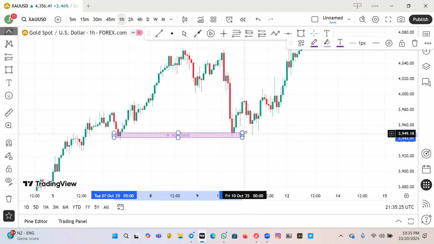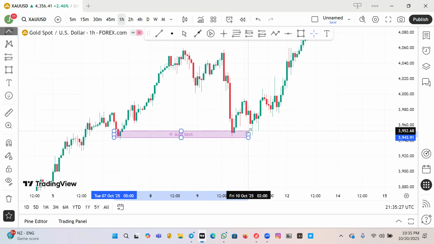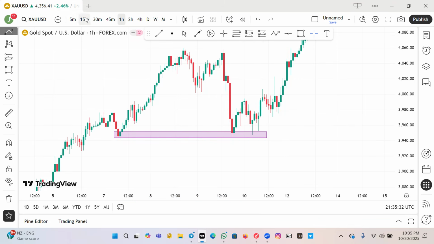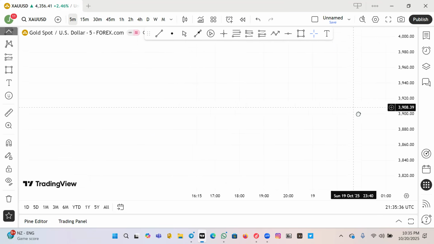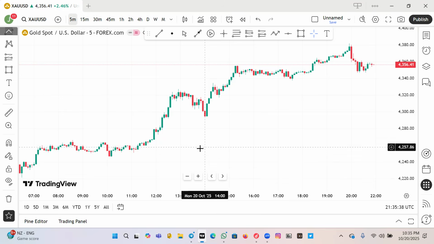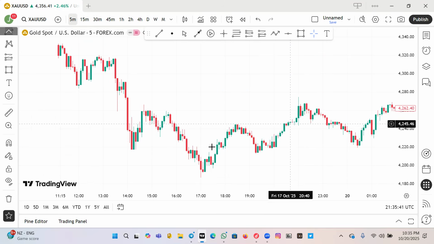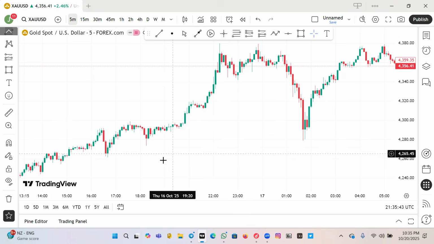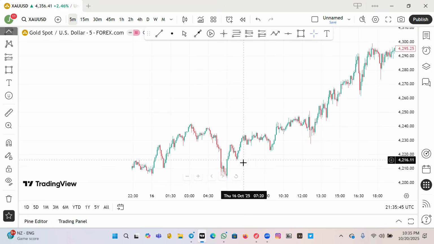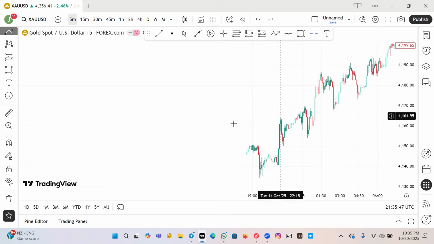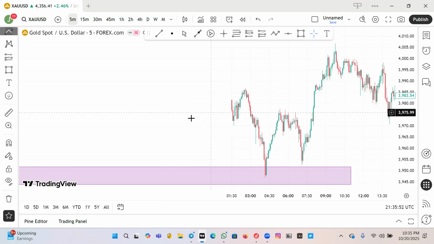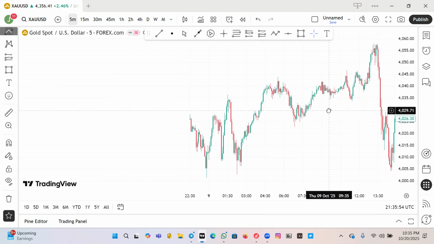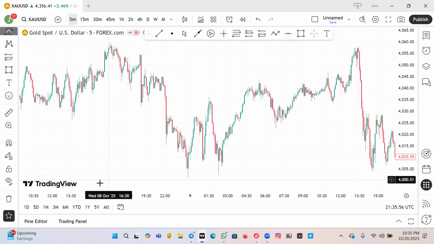After marking this, I just want to mark it on H1 first, then I will switch to M5. Let me now switch to M5 and adjust it on M5. Let me find that spot and I will adjust it on M5. All right, perfect.